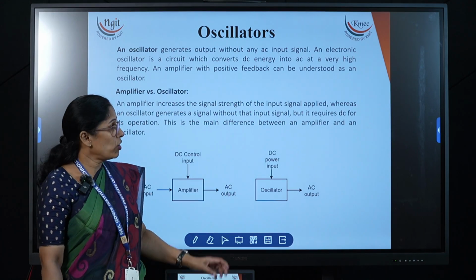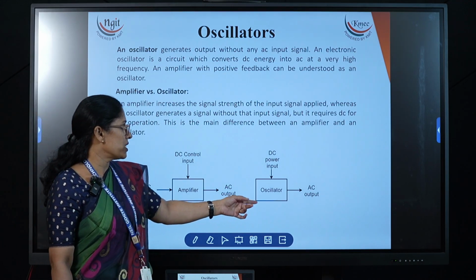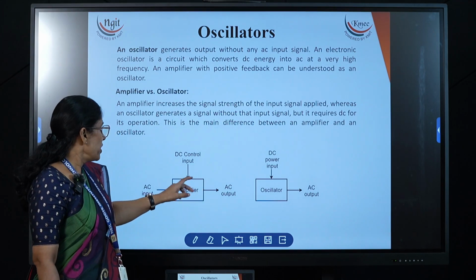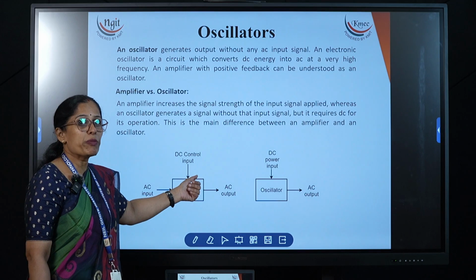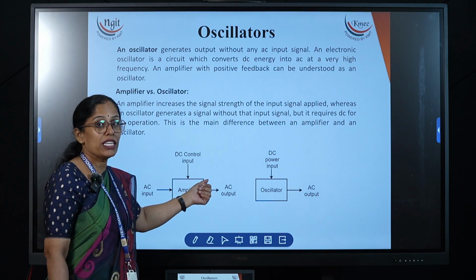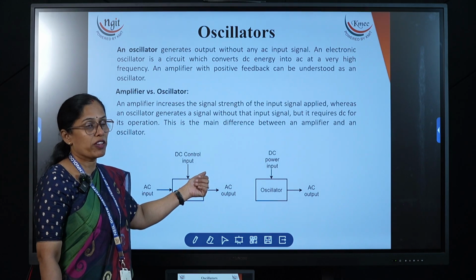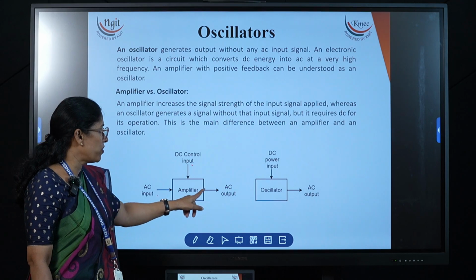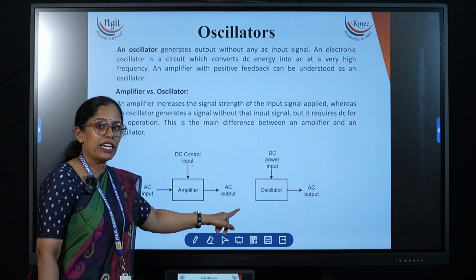Now I will compare this oscillator with an amplifier. This is an amplifier block diagram, and this is the oscillator. This amplifier we have already studied in unit 2. Here we are giving the input AC signal and also a DC signal, that is nothing but plus VCC. We have studied in a CE amplifier, where we gave the plus VCC DC voltage. So both DC and AC we are giving, thereby the amplifier amplifies, strengthens the signal and gives the AC signal at the output.